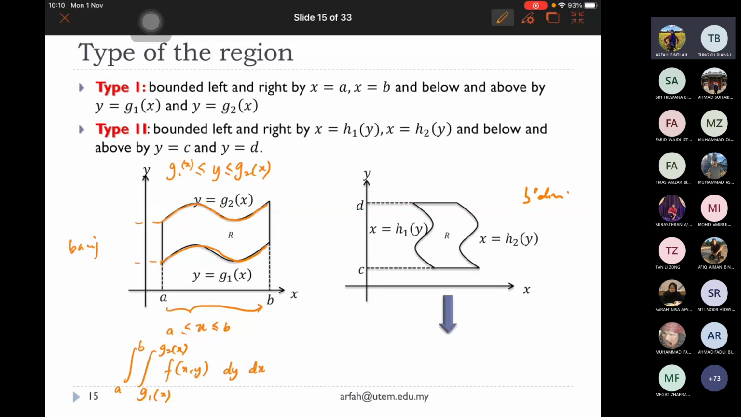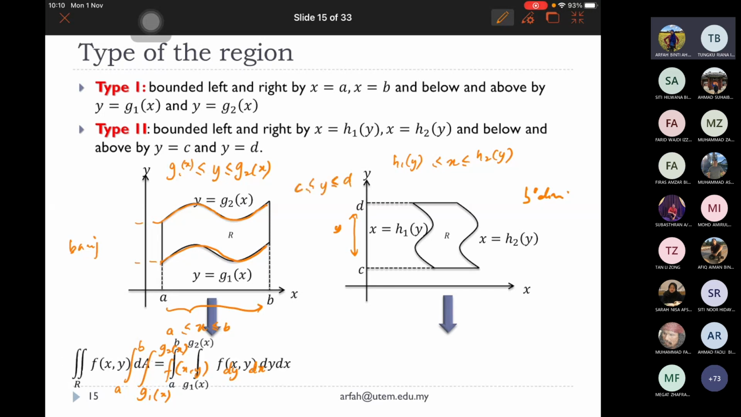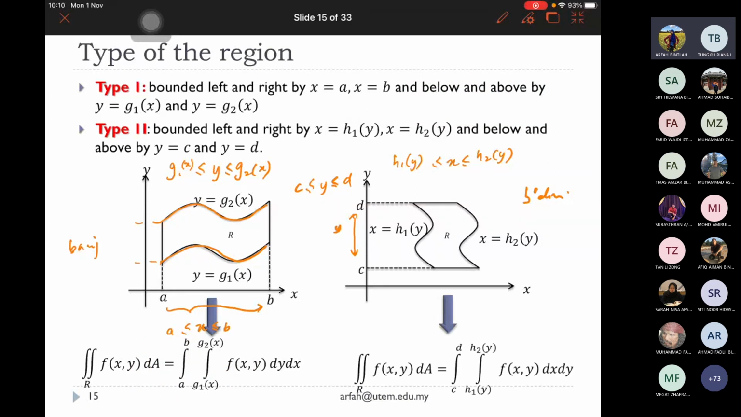So daripada sini, you are going to have your integration. x will be the one that is from h1(y) and x kedua akan berada dalam sebutan y, h2(y). Okay. Dan y awak pula yang akan berada dalam sebutan c to d. So this is your y. So y is taking the value between c to d. Okay. So dia punya integration for this one, x will be the one yang kita akan integrate, sebab x dalam sebutan y. And then y akan jadi dalam sebutan c ke d. Okay. So this is how we are going to solve the integration.